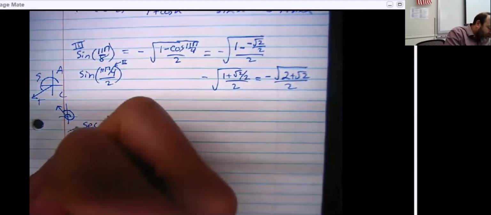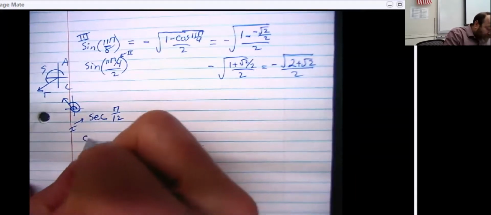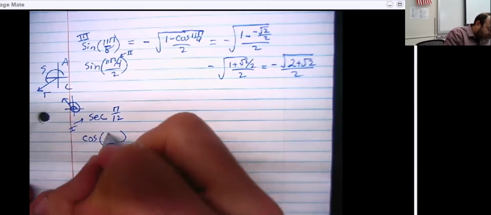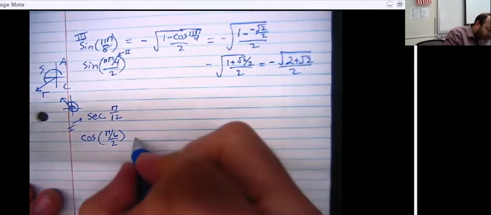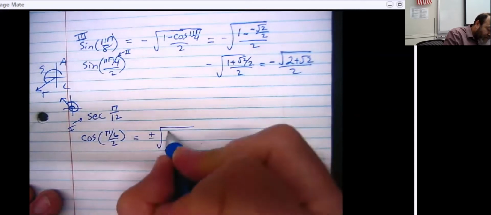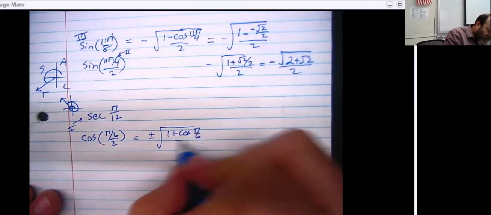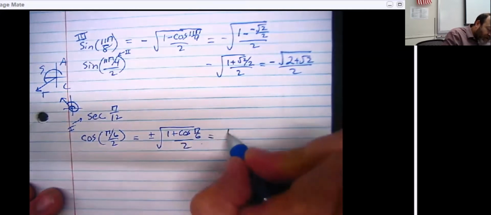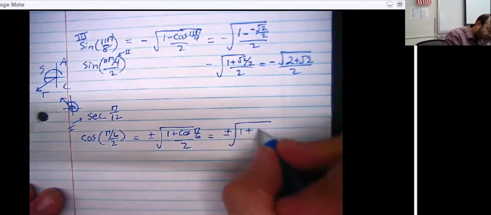Now, keep in mind, this is in the first quadrant. So I'm going to pretend for a moment that I want to find the cosine of pi over 6 cut in half. Now, my formula for the cosine was plus or minus the square root of 1 plus the cosine over 2. And so I have this plus or minus, the cosine of pi over 6 is root 3 over 2.